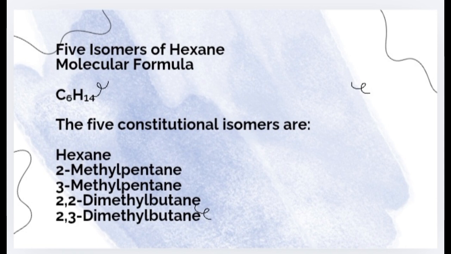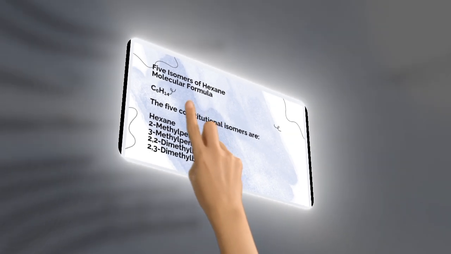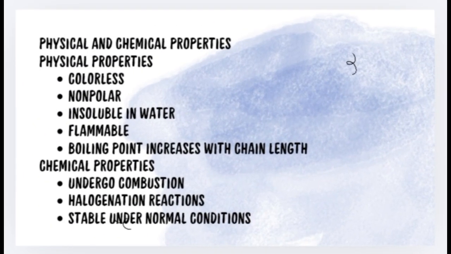Slide number 7. Five isomers of hexane. For hexane, the molecular formula is C6H14. It has five constitutional isomers. These are hexane, 2-methylpentane, 3-methylpentane, 2,2-dimethylbutane, and 2,3-dimethylbutane. All of these have the same formula, but each one has a different carbon arrangement. Now let's proceed.